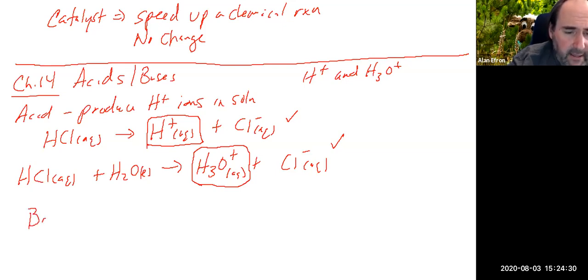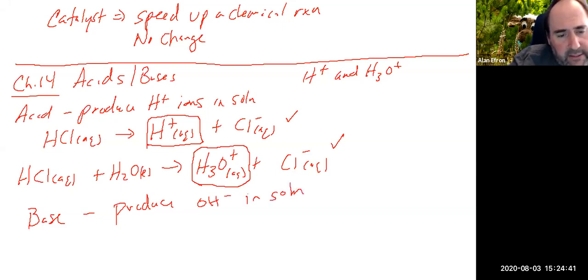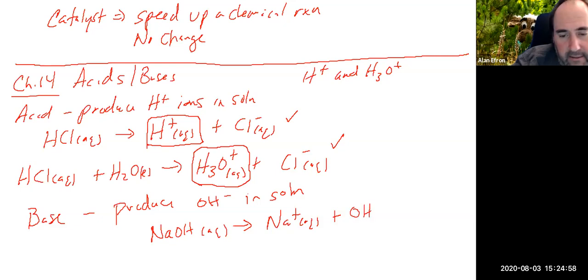Now, a base, on the other hand, that basic definition of a base is something that produces hydroxide ions in solution. And we associate hydroxide with bases, and a lot of strong bases, as we talked about, actually have the hydroxide in them, and it breaks apart into a sodium ion and a hydroxide ion. And in this particular case, the production of hydroxide means it obviously is a strong base.